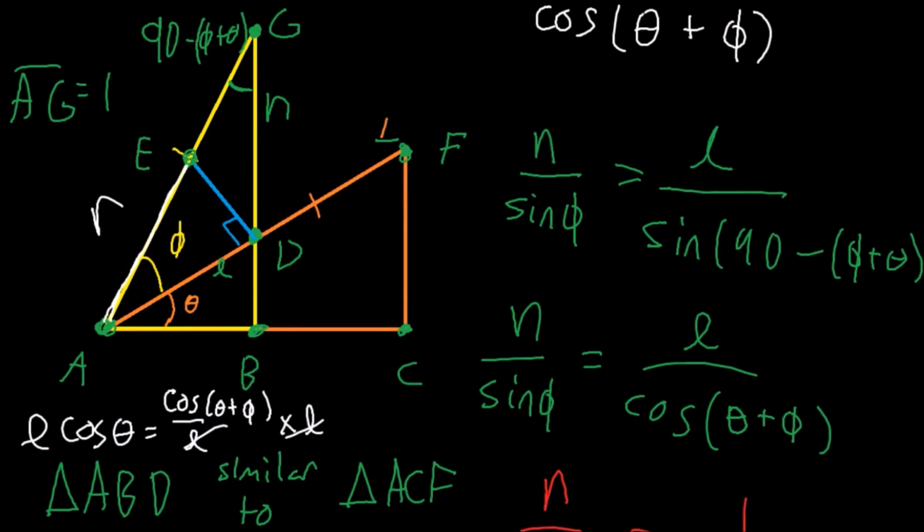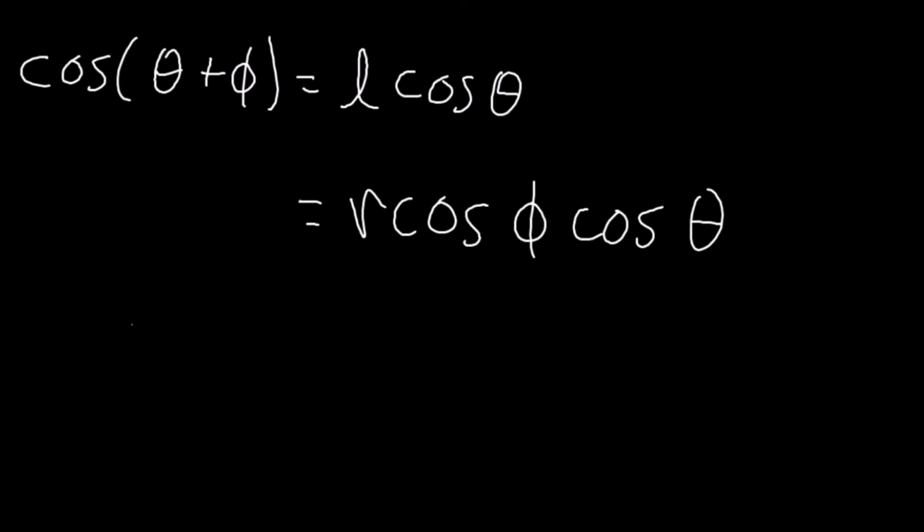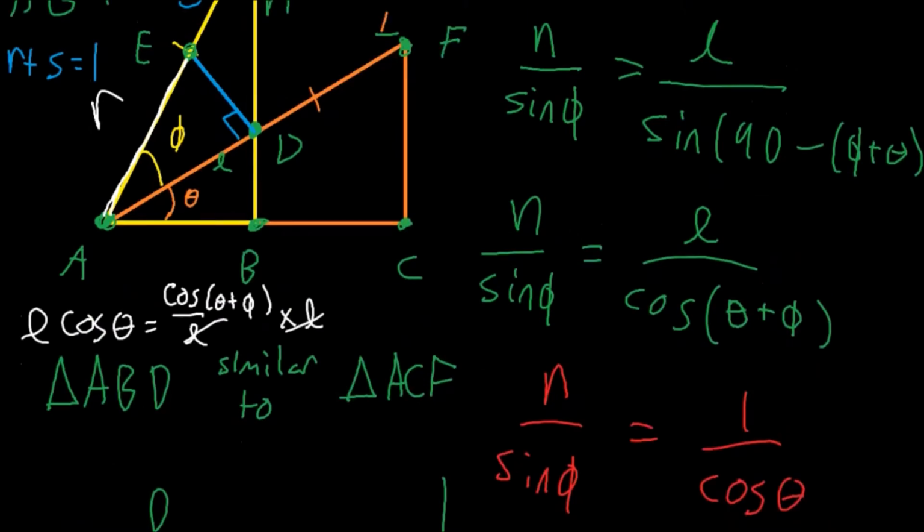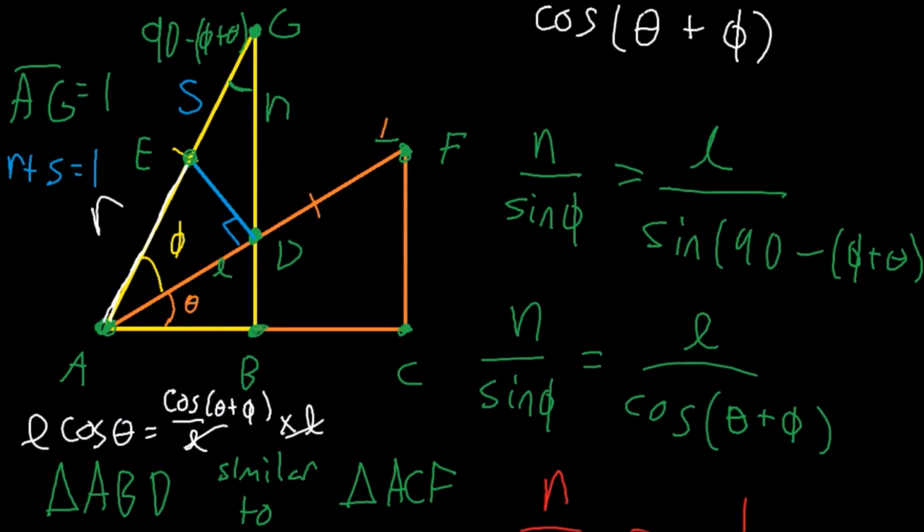We just have to introduce one more variable. Let's introduce the variable S for EG. So we can see that R plus S equals 1 because AG equals 1. So R is going to equal 1 minus whatever S is. So let's figure out a way to get S. Now, this angle right here that I just highlighted is 90 minus theta because it's the other angle in the right triangle with theta.